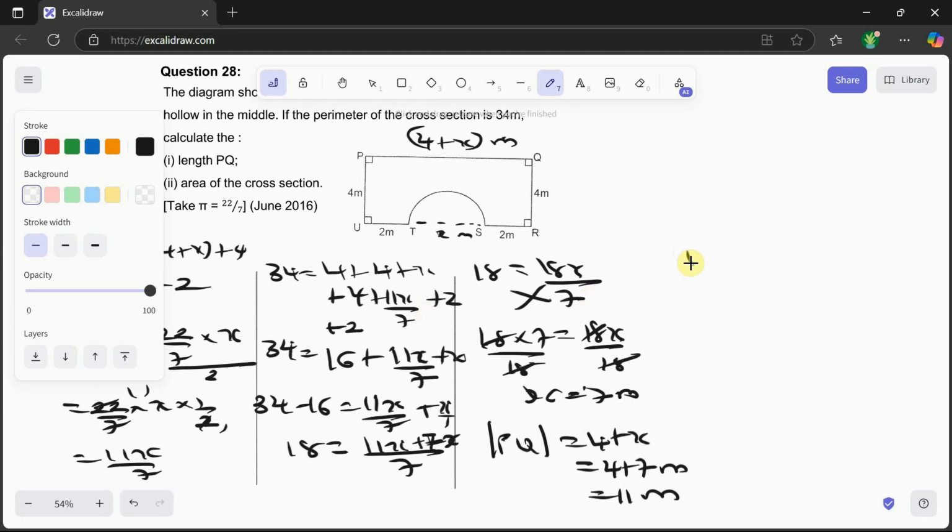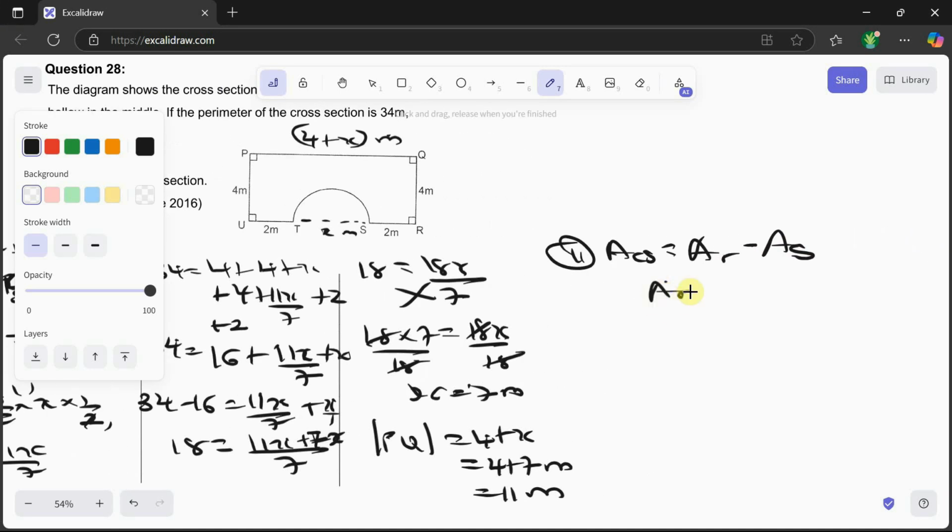Now that we know, we are told to find the area of the cross section. So for part II, area of cross section. Look, we have the rectangle. That will be area of rectangle minus the area of the semicircle that is cut out of that place. So for the area of the rectangle, that is length times width. Always ensure that you show your formulas. Our length is 11 times our width is 4. So that is 44 meter square.